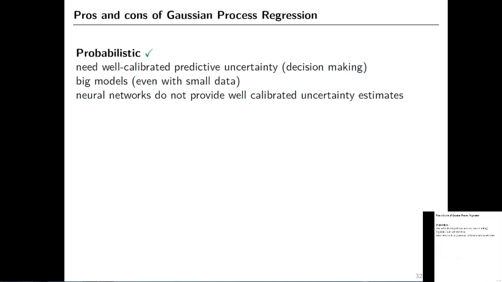So Gaussian processes in general are much better calibrated in their uncertainty estimates. So if that's really what's key in your problem, then you might want to think about using them, or using them on top of a neural network.